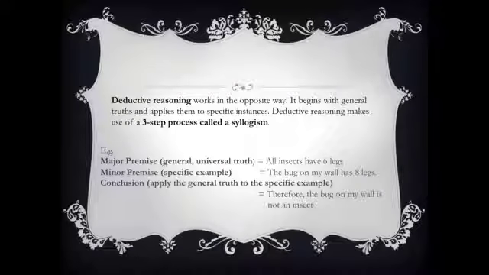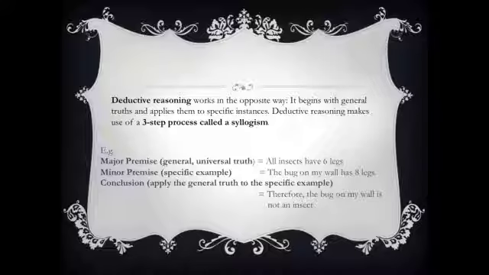Okay, so deductive reasoning, as we mentioned earlier, works in the exact opposite way. It begins with general truths and applies them to specific instances. And the way that deductive reasoning works is by means of a three-step process that we call a syllogism. I have an example here for you of a syllogism so that you can see the parts laid out.